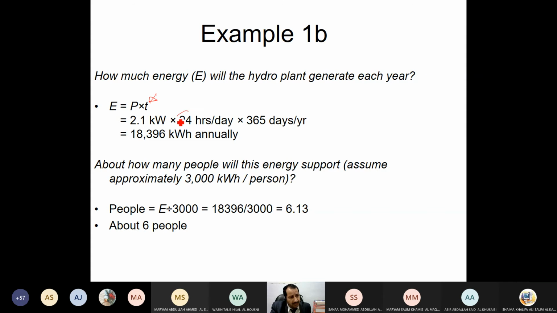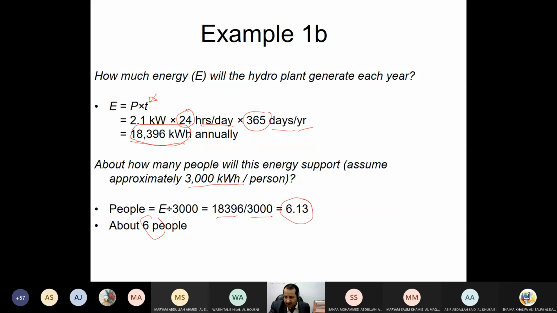Now I will multiply by 24 hours per day and 365 days per year. It gives me this amount in kilowatt hours annually. Let's assume, as the question says, that every person uses 3,000 kilowatt hours annually. So I will divide this number by 3,000. It gives me 6.13, let me say 6. It means only 6 people will use the energy from this system.